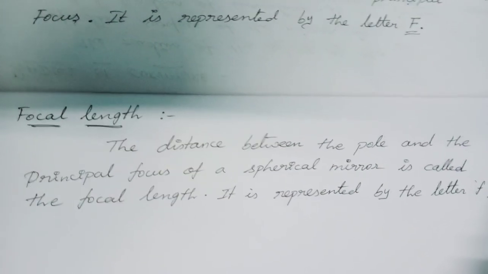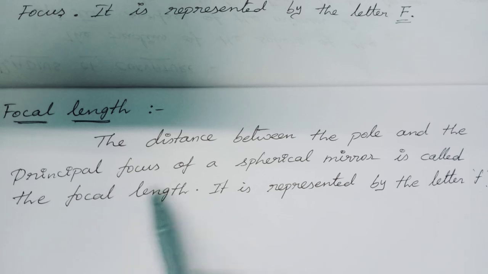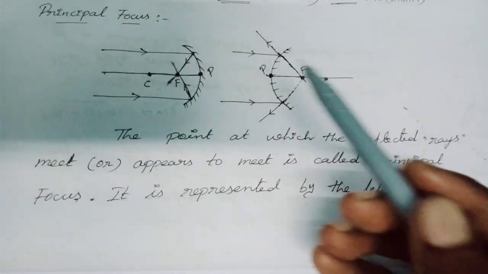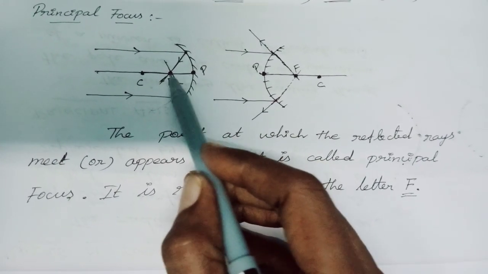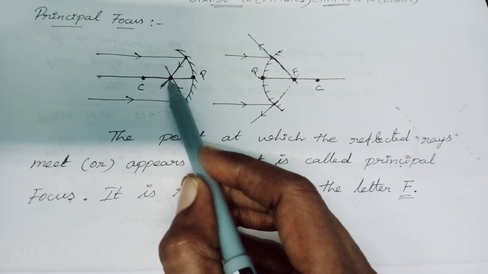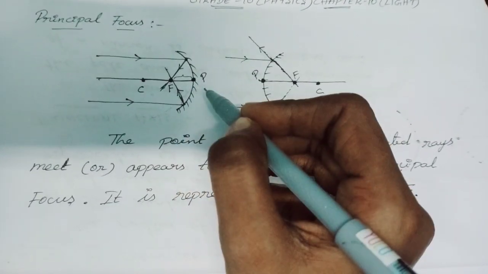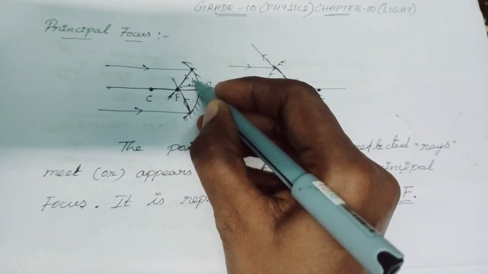Now see the next definition, that is focal length. The focal length is defined as the distance between the pole and the principal focus of a spherical mirror is called as the focal length. Refer to the same diagram. The distance between the pole and the principal focus. This is the principal focus, no? So the distance between the pole and the principal focus is called as the focal length. So it means this distance. So this distance is called as what? Focal length. And the focal length is represented by the symbol small f.